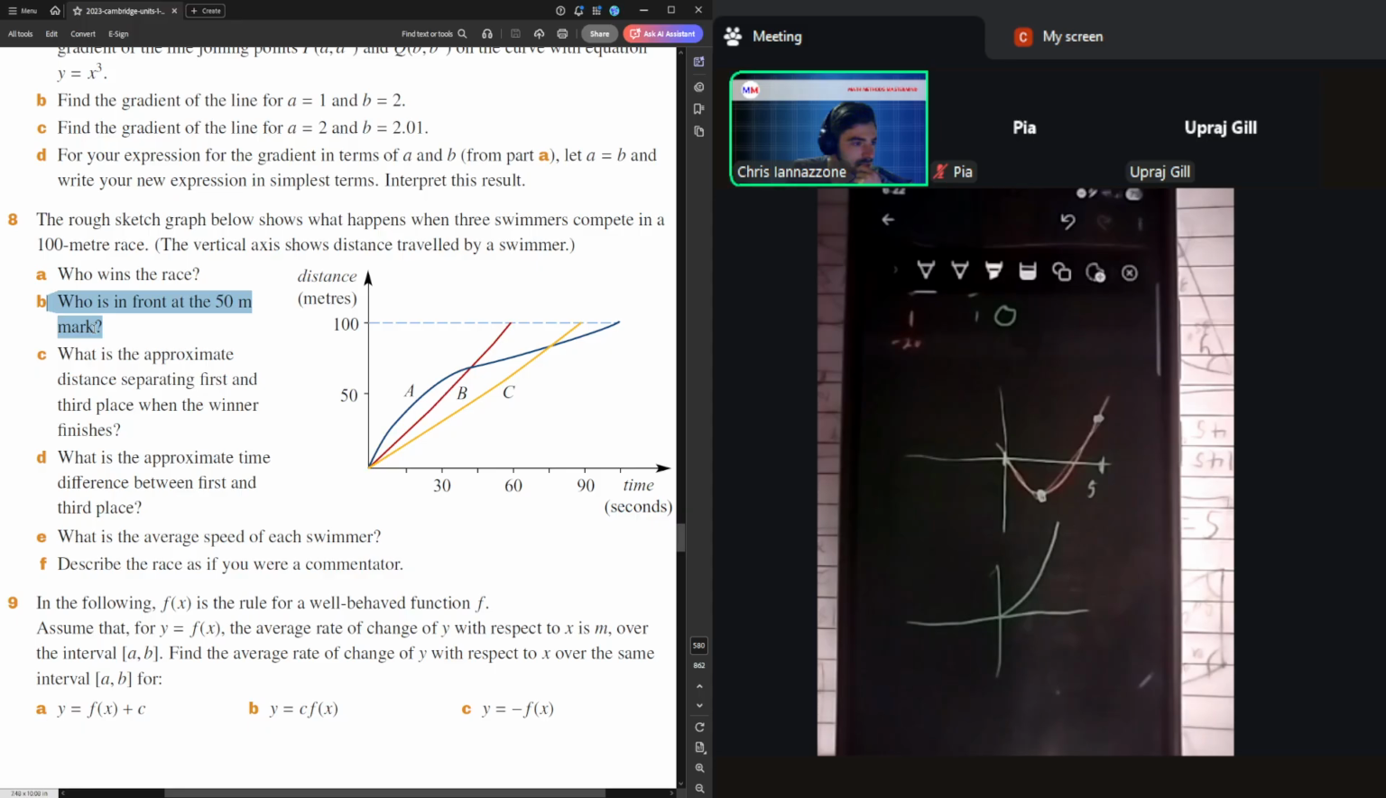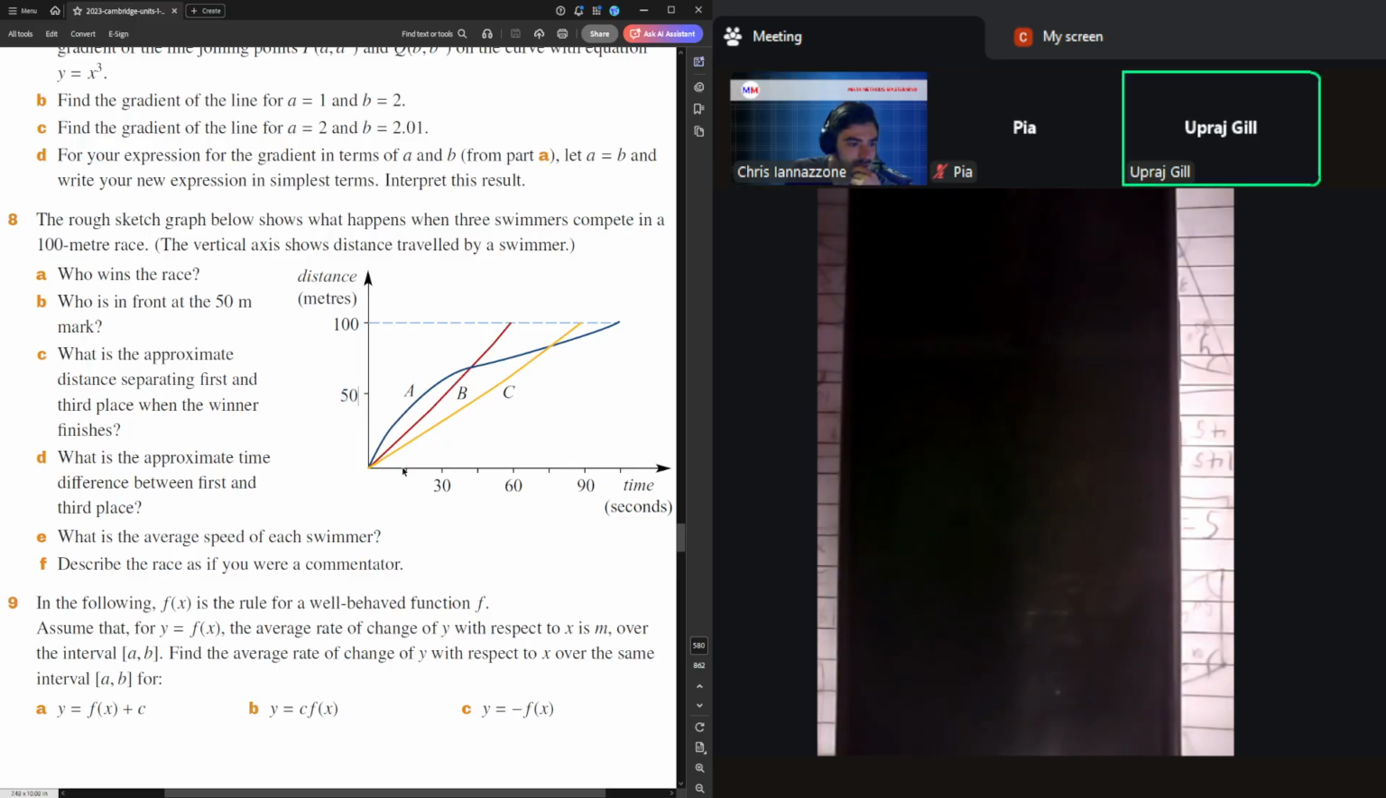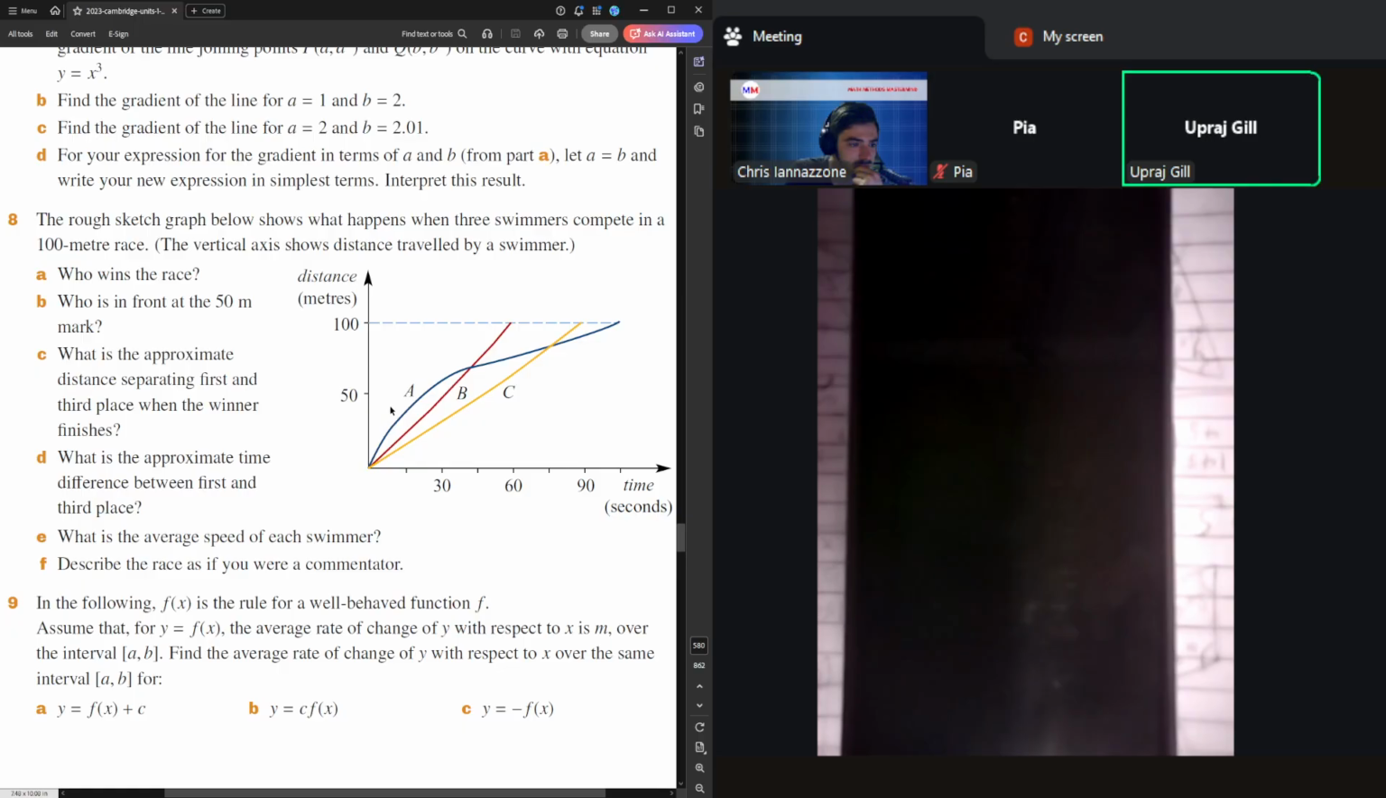Who is in front at the 50-meter mark? So, who's in front there? Swimmer A. Yeah, swimmer A. Again, for the same logic. If you draw your vertical line, whoever reaches 50 in that first section, or whoever's got 50 from that vertical line first, is the winner.